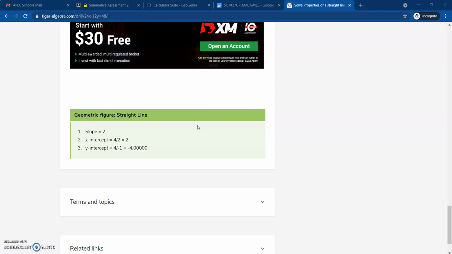So again, here is the geometric figure of the straight line. The slope is equal to 2, the x-intercept is 4 over 2, which is equal to 2, and the y-intercept is 4 over negative 1, which is equal to negative 4.